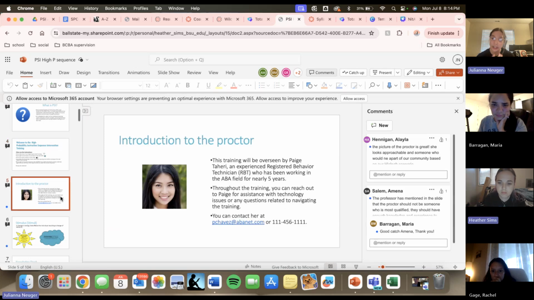And then this is the introduction to the proctor. It was pretty clear, easy to read. She's clearly someone who has experience in the field and is someone that can help our direct care staff. So I really liked whoever created this page. They did a great job picking the proctor for that.